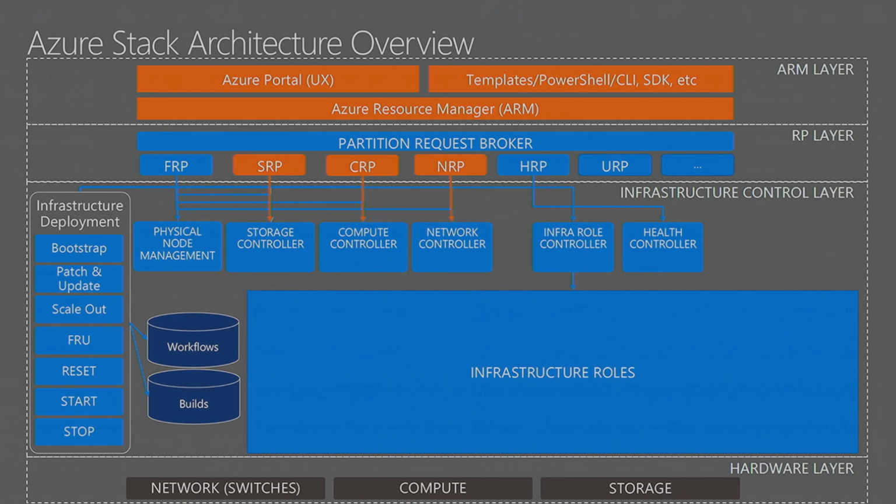So FRP will provide the management capabilities for the underlying infrastructure components. We have a health resource provider that allows you to retrieve health. And we have an update resource provider in order to manage updates for the entire Azure Stack appliance.